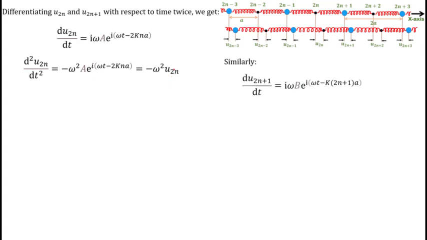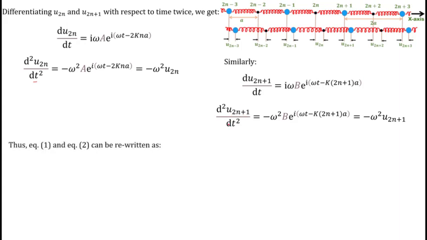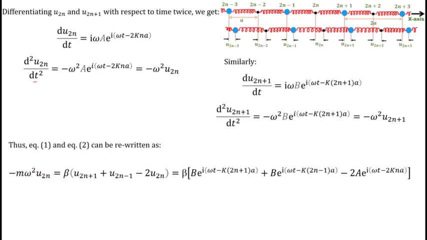Similarly, if we differentiate u2n plus 1 with respect to time, we get i omega times b e to the power i omega t minus k(2n plus 1)a. If we doubly differentiate it, i omega and i omega becomes minus omega square, and this is the term nothing but u2n plus 1. So now we have an alternate expression for d square u2n by dt square and d square u2n plus 1 by dt square. If we now replace all the terms u2n plus 1, u2n minus 1, u2n and this d square u2n by dt square of equation 1, we get here minus m omega square u2n, that is this term.